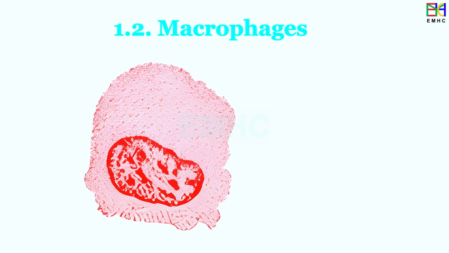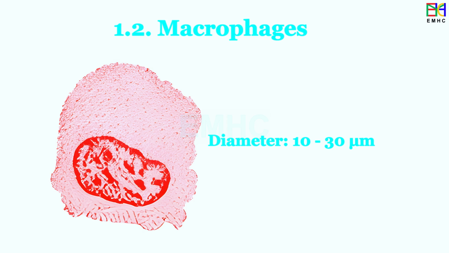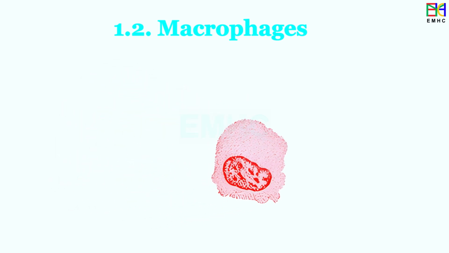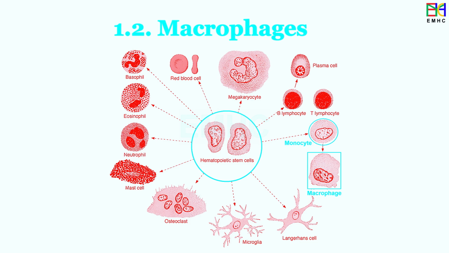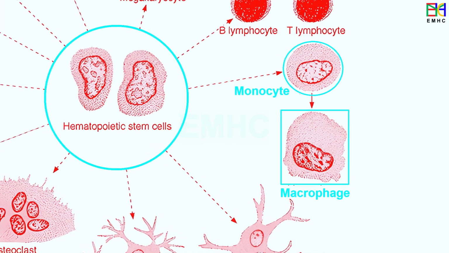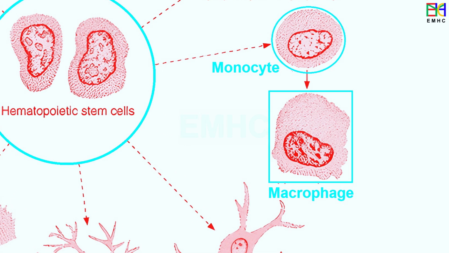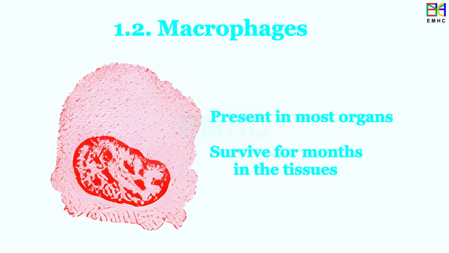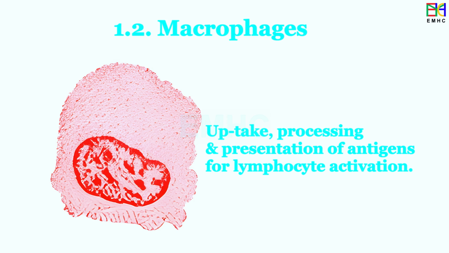Macrophages are large, amoeboid-shaped cells with a diameter ranging from 10 to 30 micrometers, featuring a large, irregularly shaped nucleus and abundant cytoplasm. Macrophages derive from bone marrow precursor cells that divide into monocytes circulating in the blood. Monocytes cross the wall of venules and capillaries and penetrate the connective tissue, where they mature and form macrophages to execute their functions. Macrophages are distributed throughout the body, are present in most organs, and may survive for months in the tissues. Macrophages are highly important for the uptake, processing, and presentation of antigens for lymphocyte activation.